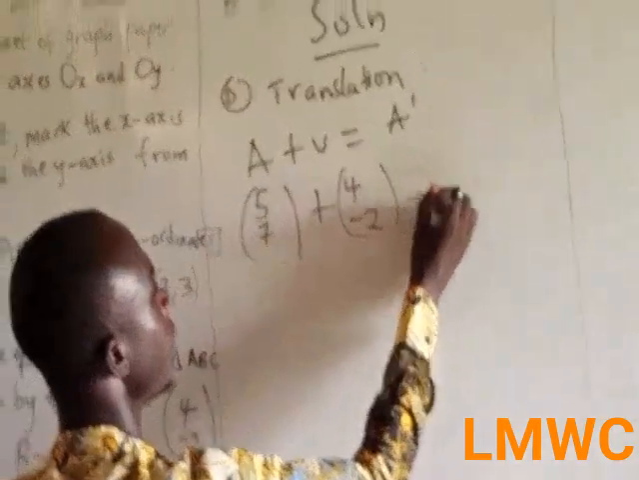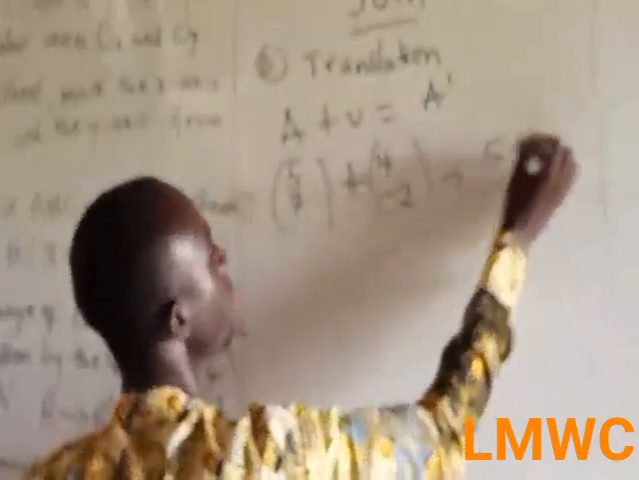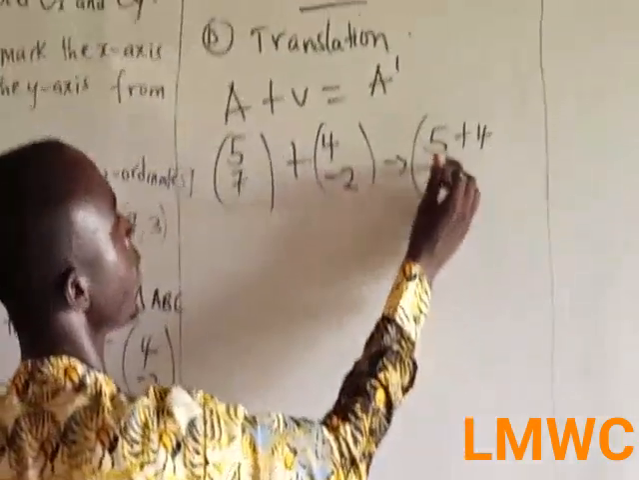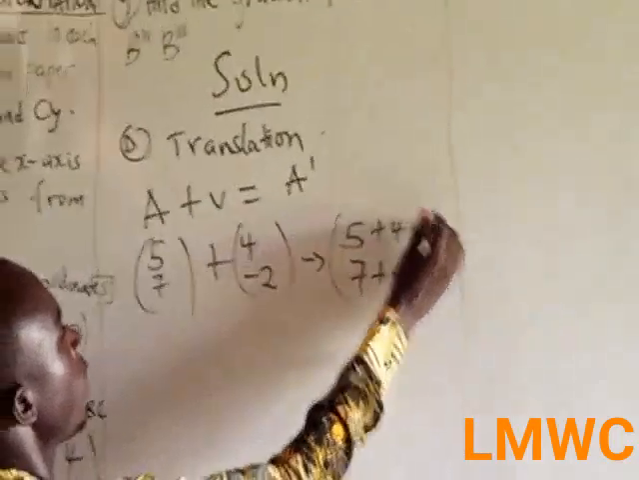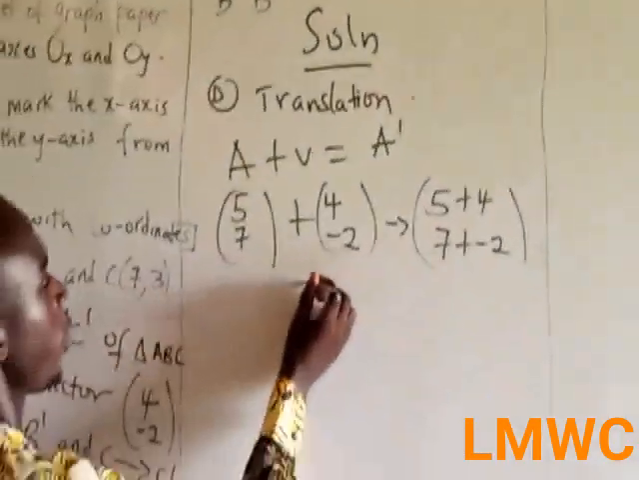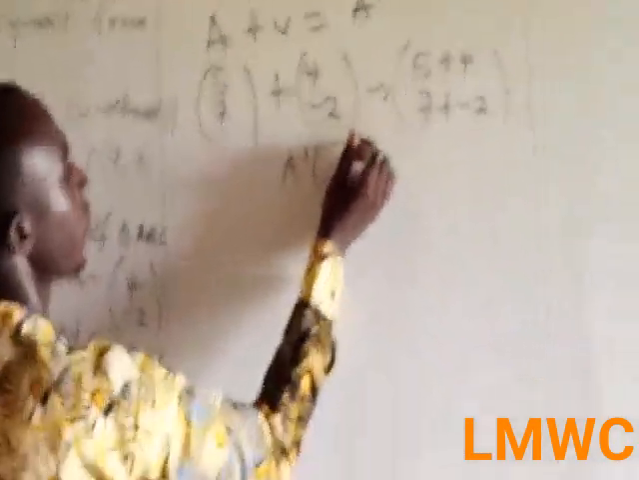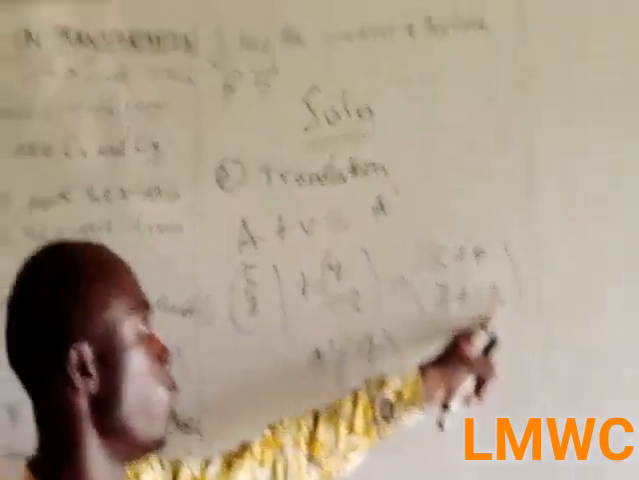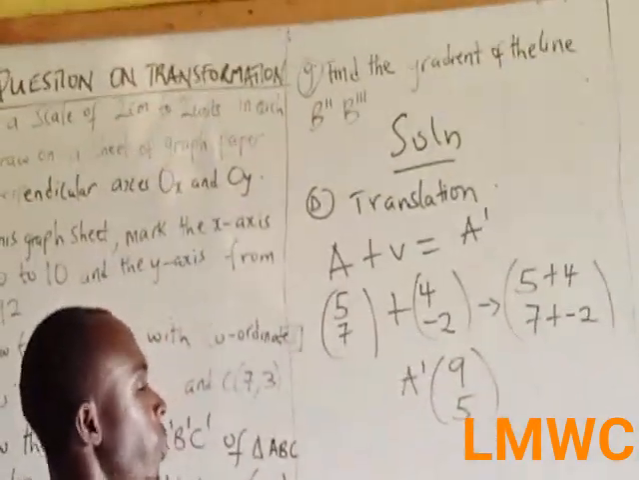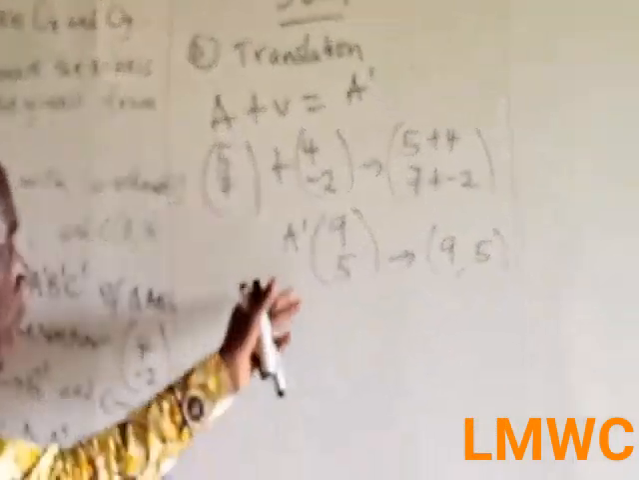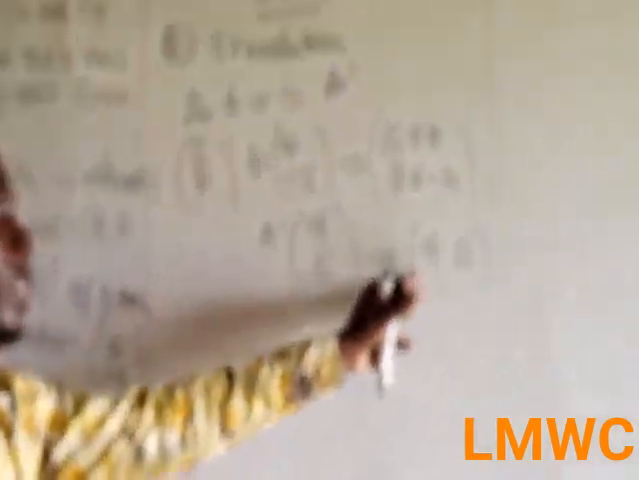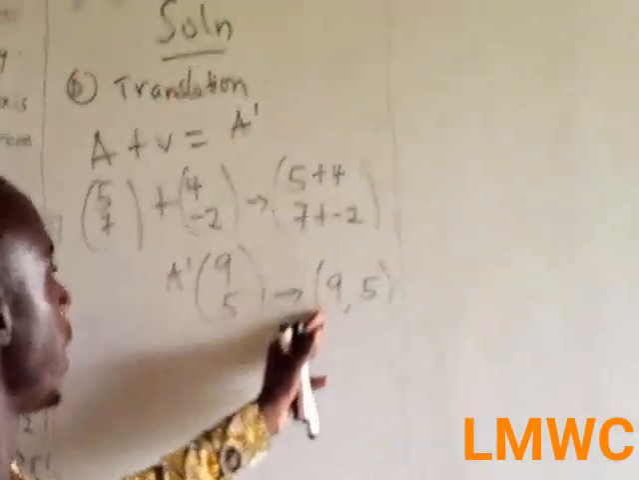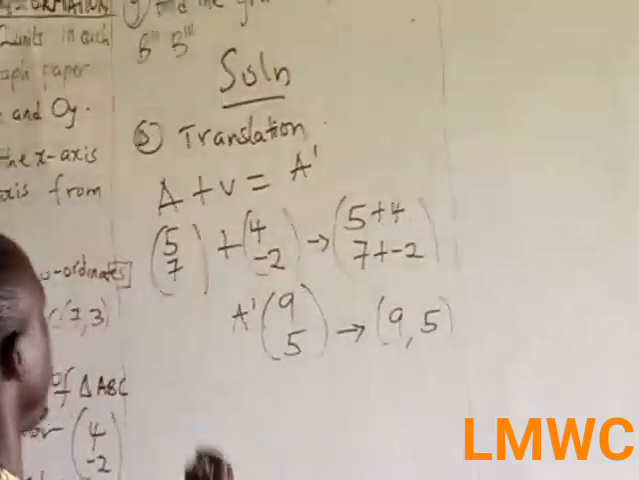We add. So 5 plus 4, 7 plus negative 2. What is 5 plus 4? 5 plus 4 is 9. And 7 plus negative 2 is what? It's positive 5. Because we owe someone 2, you want to pay, so it's left with 5. Always in transformation, we leave our answer in coordinates. So it becomes (9, 5).